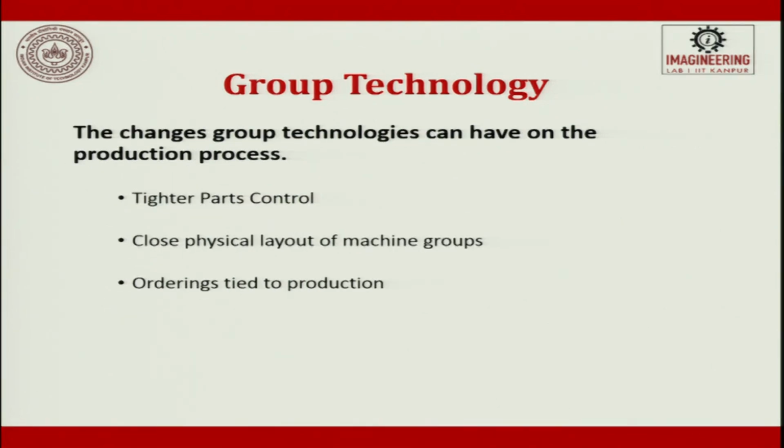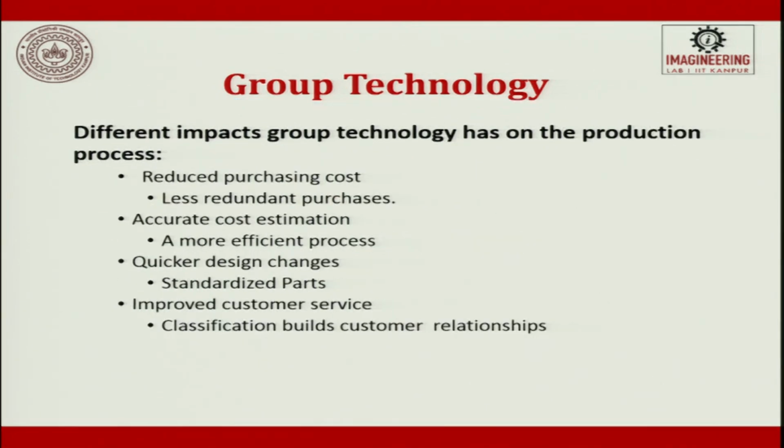Next, the production control. The changes group technology can have on the production process are tighter part control, close physical layout of machine groups, ordering tied to production. All these things can be done if group technology is implemented in a strong manner. Tighter part controls can be done, close physical layout of the machine groups, and ordering tied to production can happen. So, different impacts group technology has on the production process.